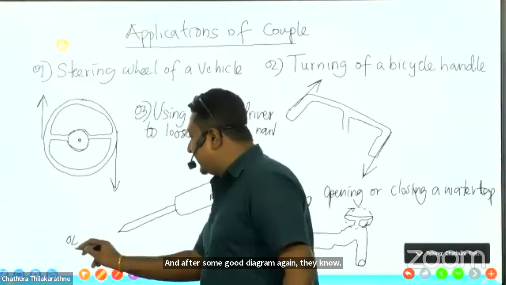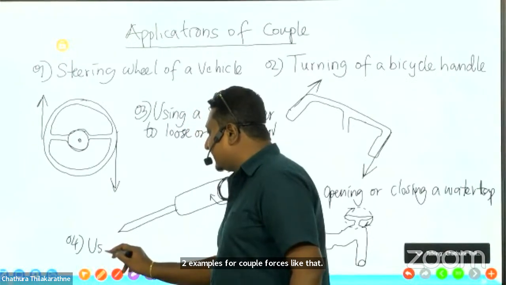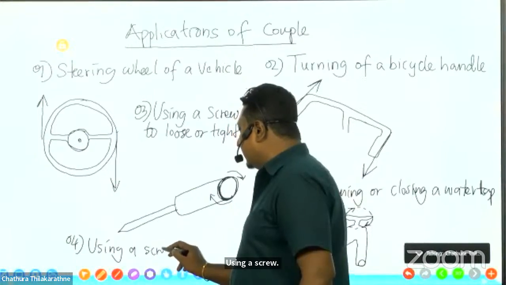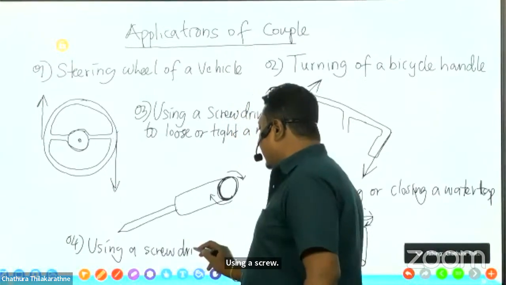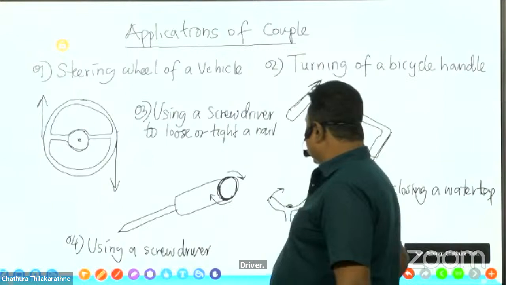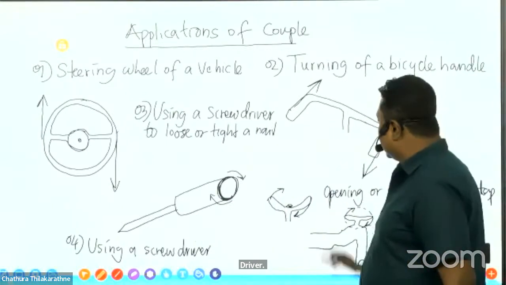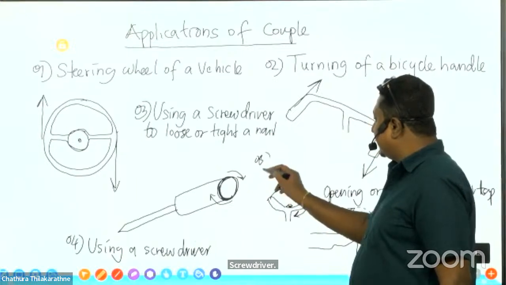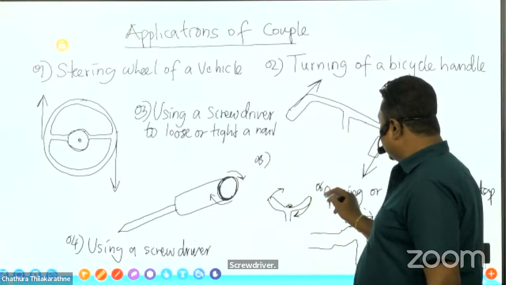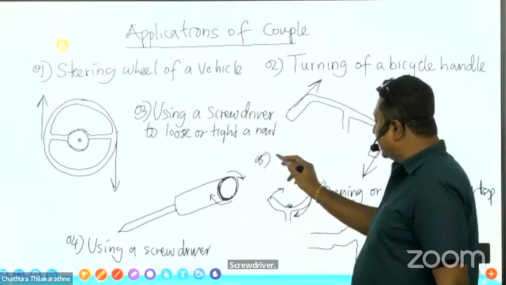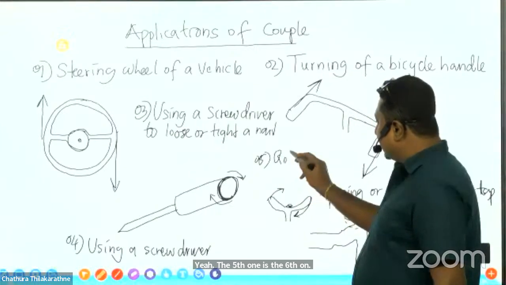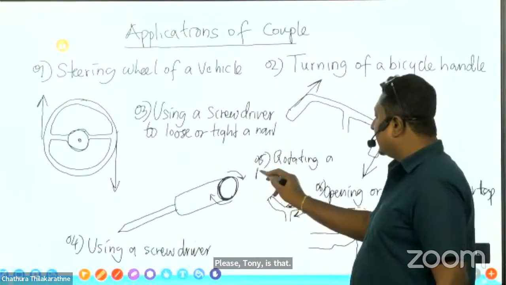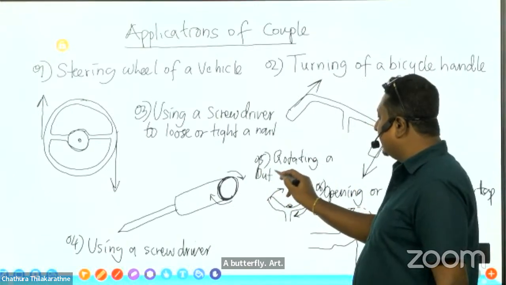Using a screwdriver. Screwdriver. Here the fifth one, this is the sixth one. Fifth one is rotating a butterfly nut.